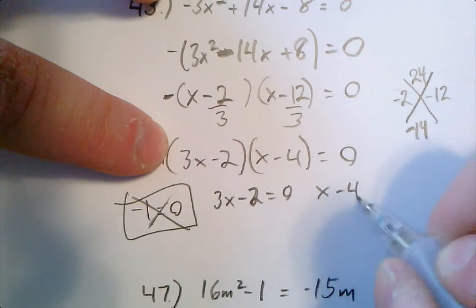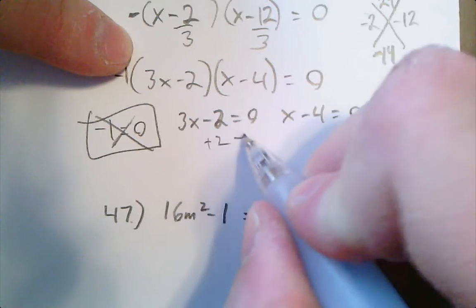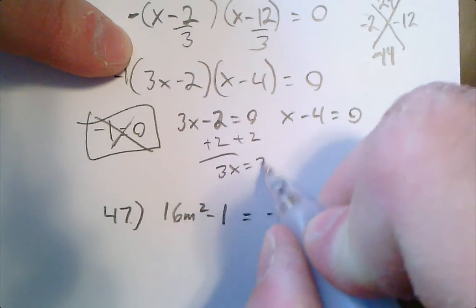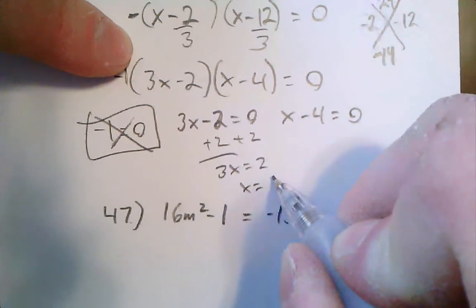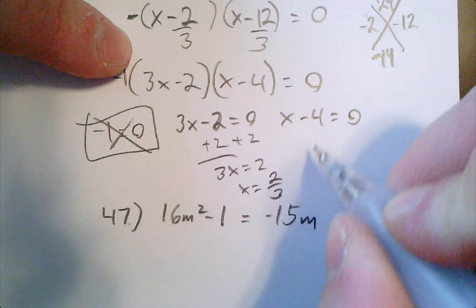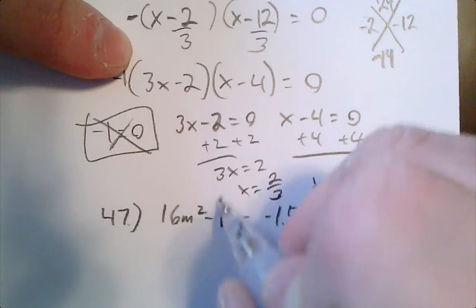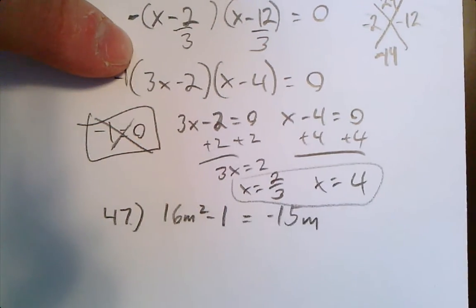And x minus 4 can equal 0. So I'm going to add 2, 3x equals 2, so x must equal 2/3. And then over here, when you add 4 to both sides, x equals 4. So those are your solutions there.